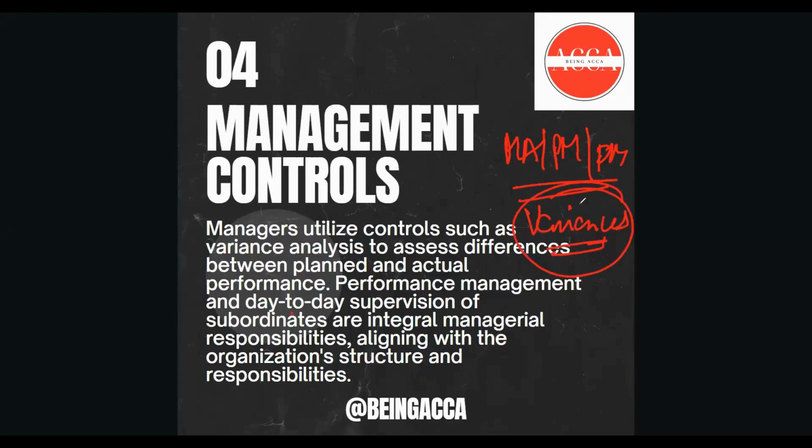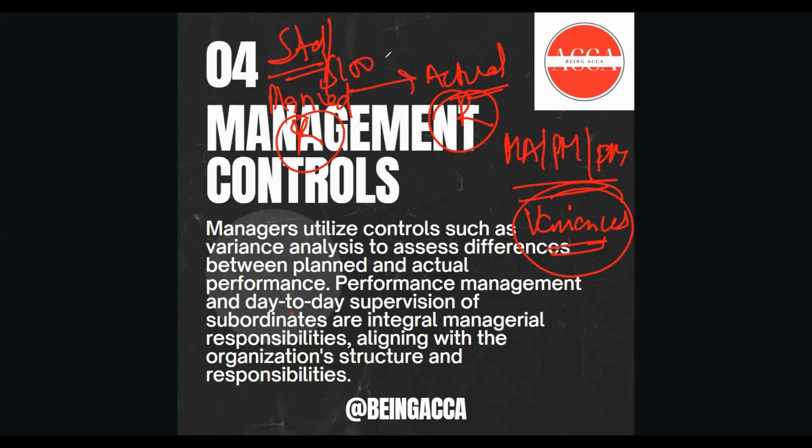So variances is nothing but the difference between what I actually planned, basically the standard which I planned, and the actual, for example, planned revenue and actual revenue. For example, I planned that this year I will be able to clock approximately $100 revenue, but I was only able to clock $80 revenue. So there's a difference between these two. So the difference is known as variance.